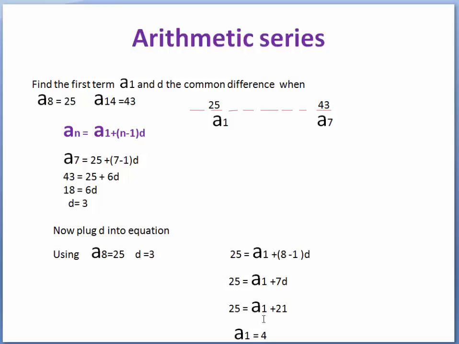25 minus 21 when we take it to the other side is 4. 4 equals our first term, a sub 1. So a sub 1 is 4, common difference is 3.